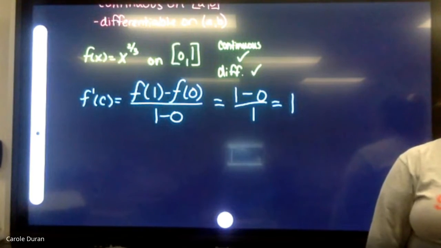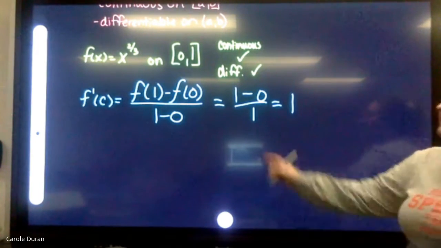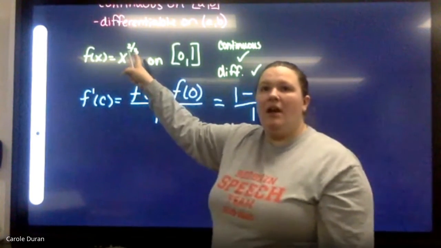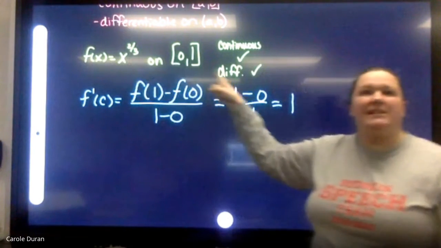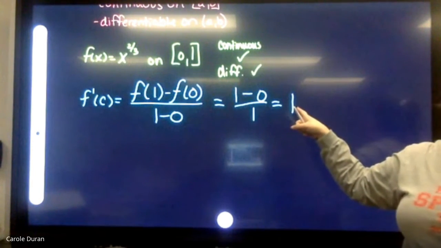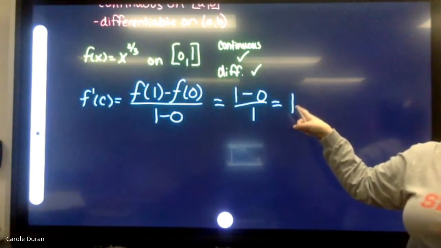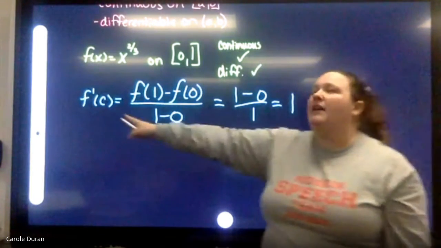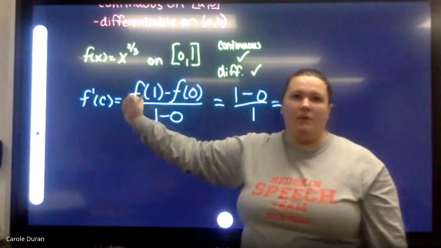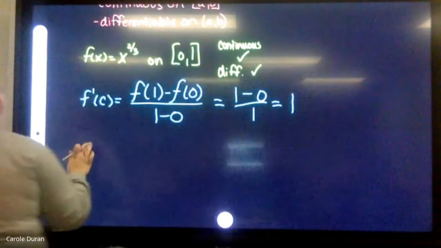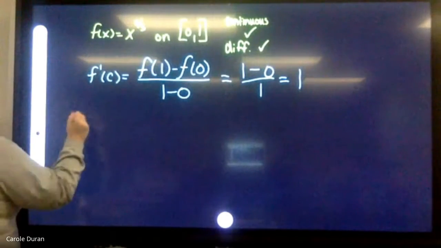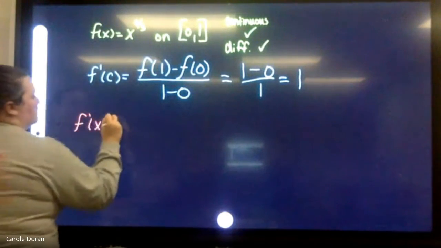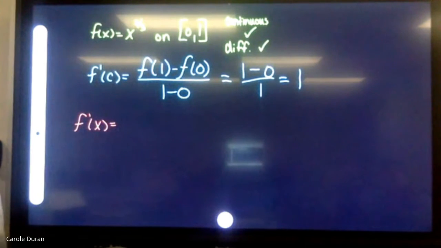Right? Now what I have to do is take this function, find its derivative, set it equal to 1, and solve for x. That x will then be the c value that I was looking for. So I need to find the derivative of x to the 2/3. What's it going to be?